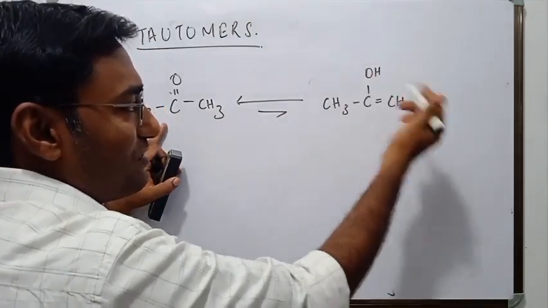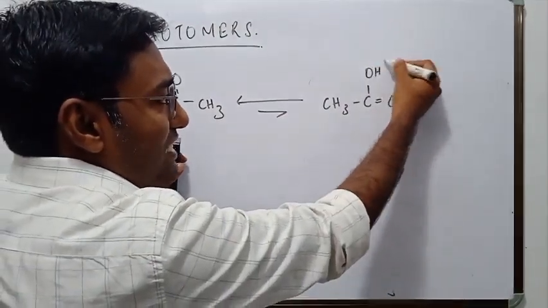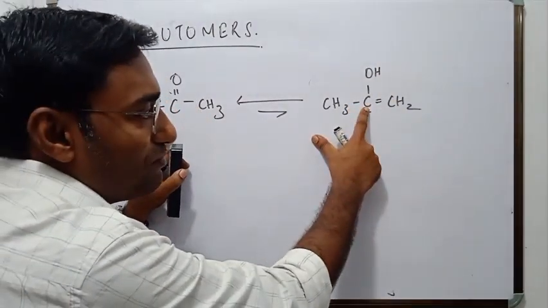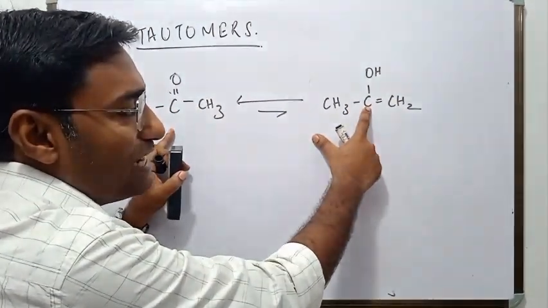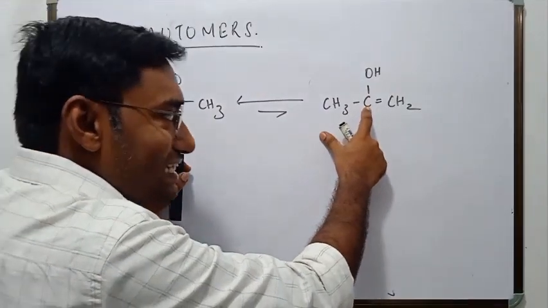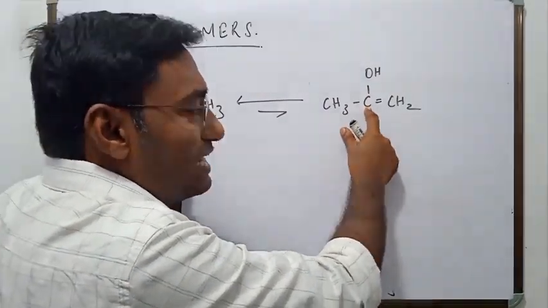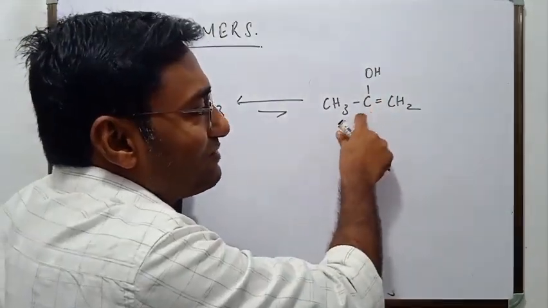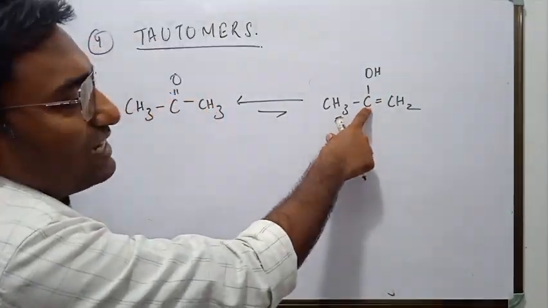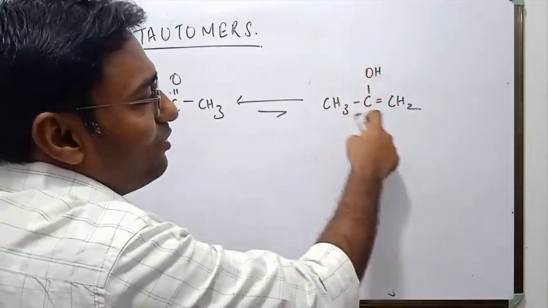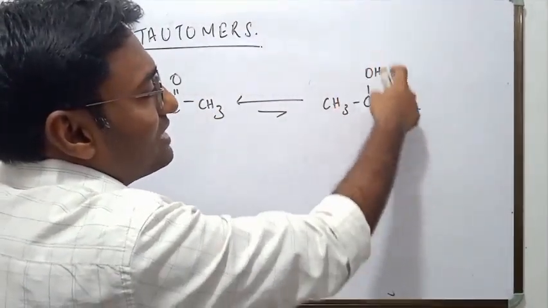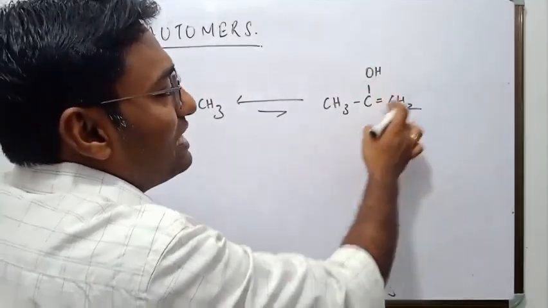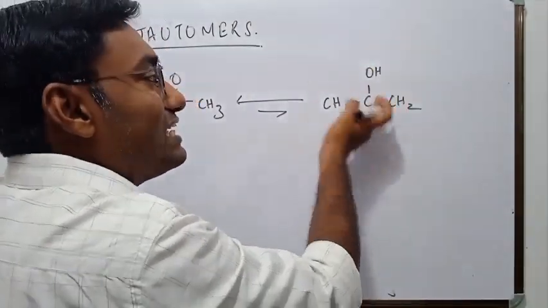Enol is a functional group where OH is directly attached to a vinylic carbon atom. This is a vinylic carbon atom. Why do we call it a vinylic carbon atom? Because a vinylic carbon atom is that carbon atom which is directly attached to a double bond. So that is why we call this carbon a vinylic carbon atom. And enol is OH attached to a vinylic carbon atom, so it is actually an enol group, not an alcohol. It is related to alcohol.